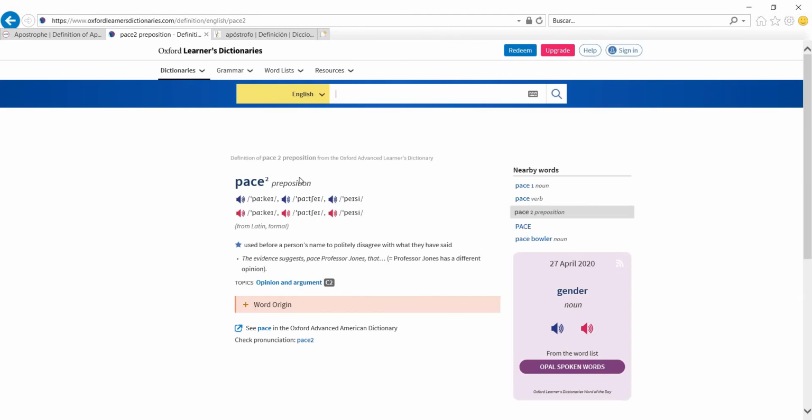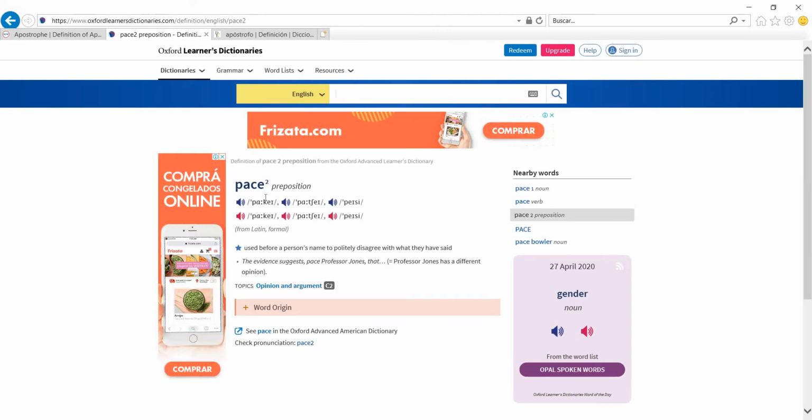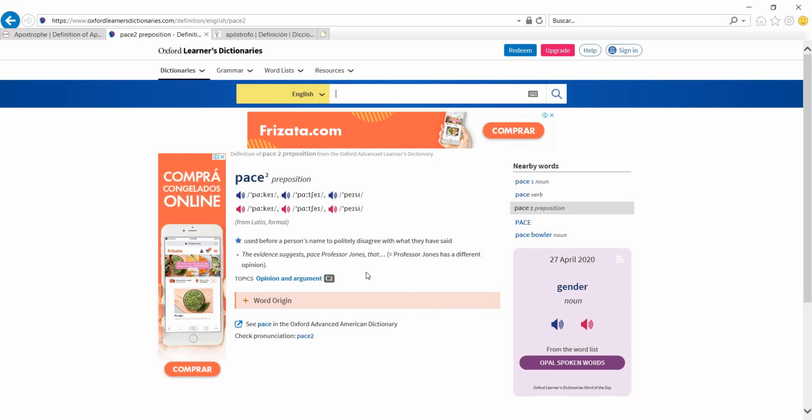Possibly a new word for you. You can say "pace". To me, this is the most correct pronunciation because it comes from Latin, and that's supposedly how we pronounce the C. But you can hear also "pachay" and "pacey", right? And this is used before a person's name, like in this case, pace Fowler, to politely disagree with what they have said. Es decir, que sería como decir, con perdón de Fowler, con perdón del profesor Jones, right? That's the idea in pace someone, right? Con el perdón de tal persona.